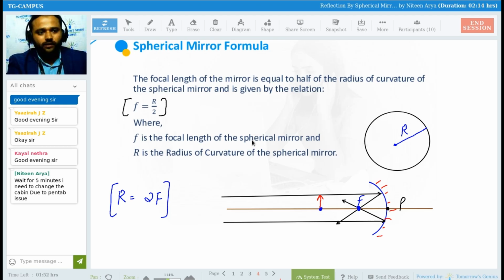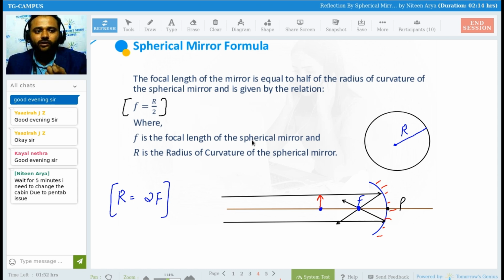What is the mirror formula? First of all, you tell me. We can do it in two ways: first, with the help of geometry, and second, with the help of the mirror formula. With the mirror formula, I think you remember. With geometry, maybe you don't remember, but with the mirror formula, you need to.